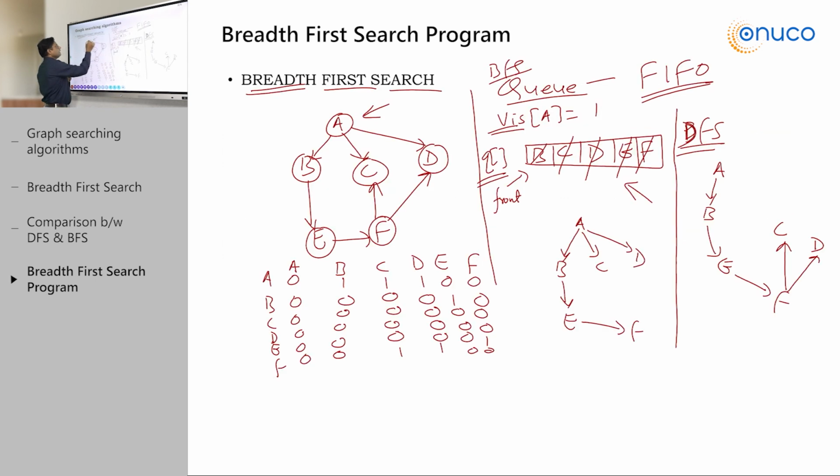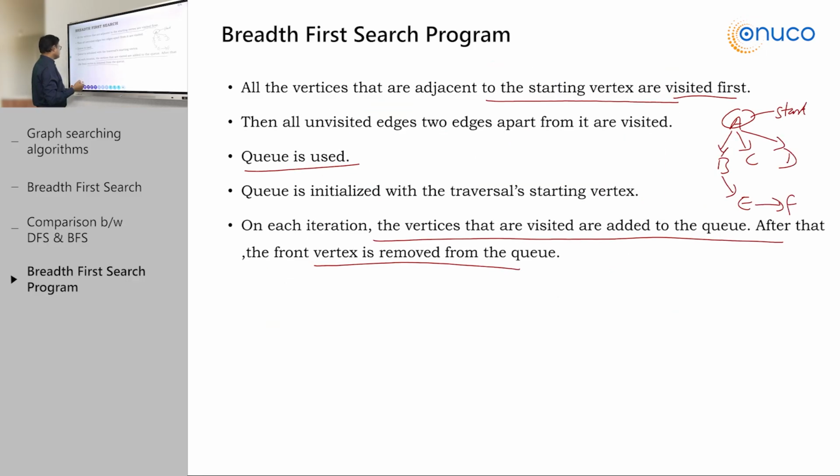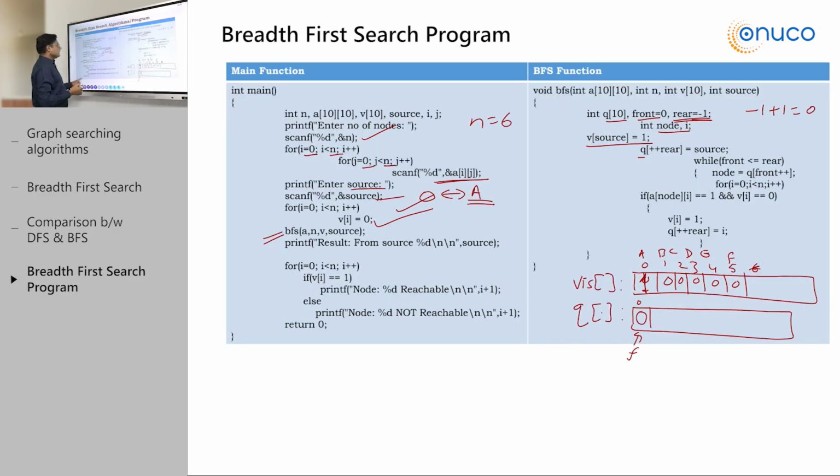Here A we are considering as 0, B we are considering as 1, C as 2, D as 3, E is 4, and F is 5. This is just because we cannot give input like A, B, C, D. So we can give either 0 to n-1 or 1 to n.